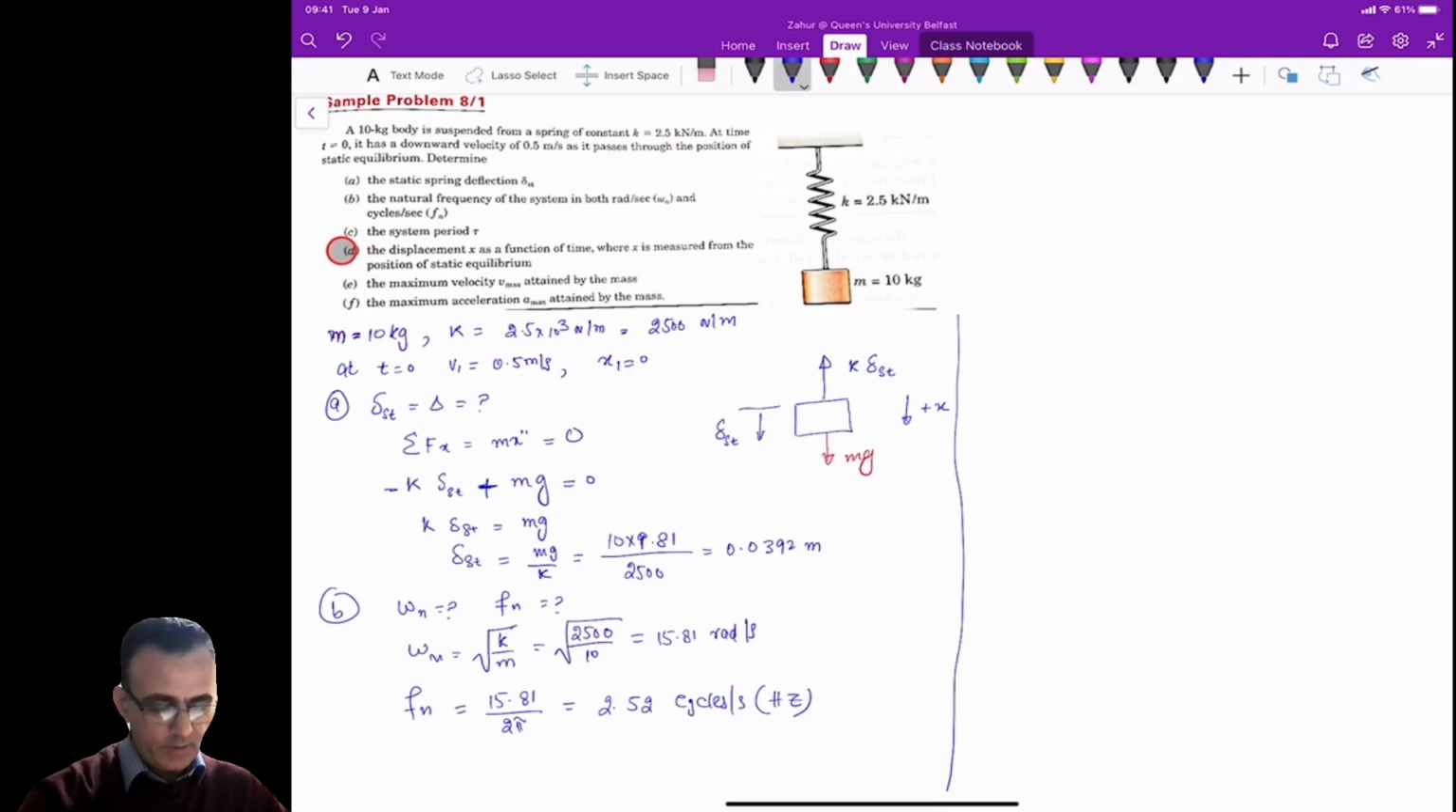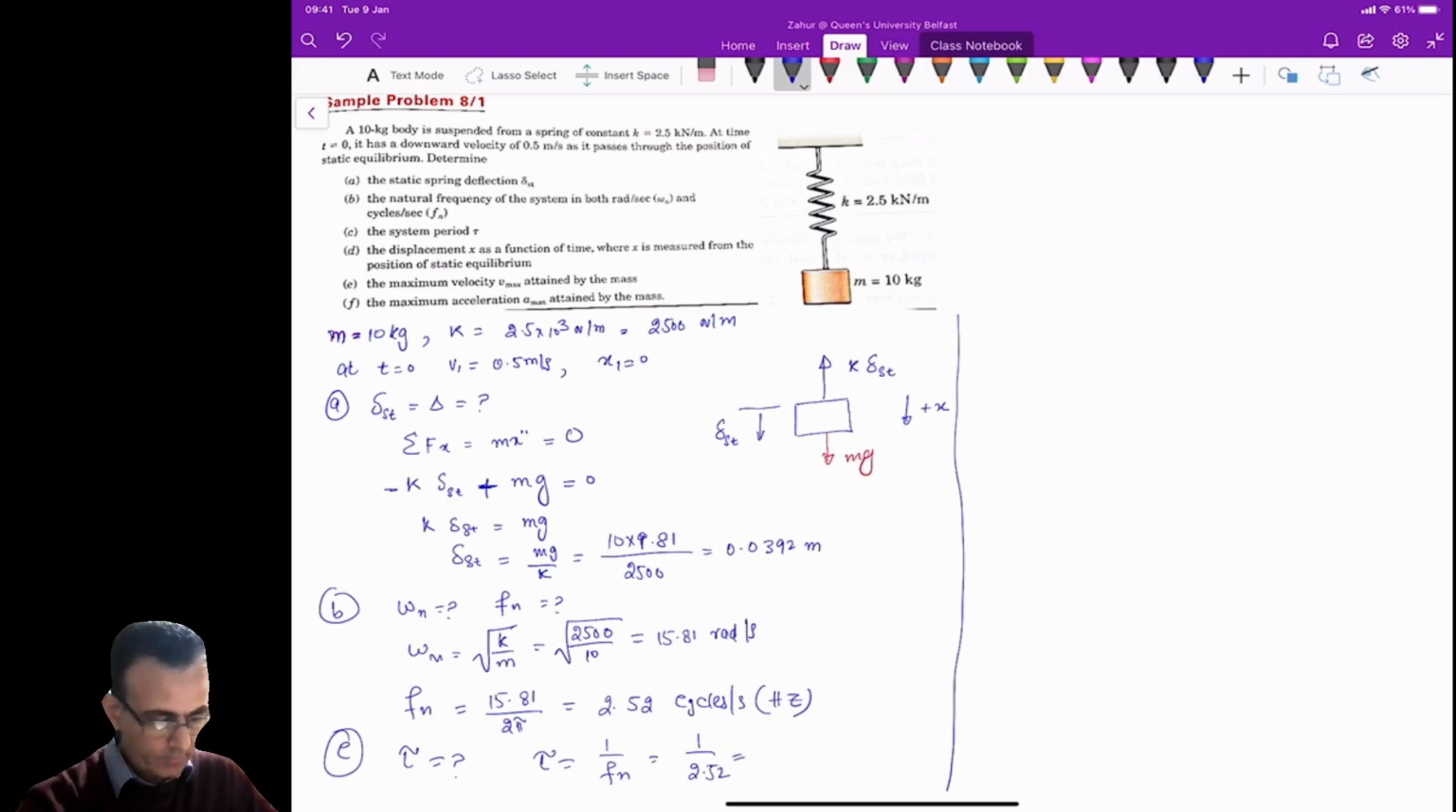In part C, now you need to calculate the system period, tau. So tau is just equal to 1 over fn. So 1 divided by 2.52 becomes equal to 0.397 seconds.